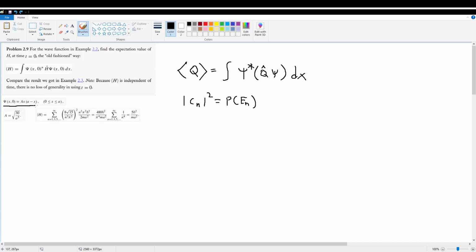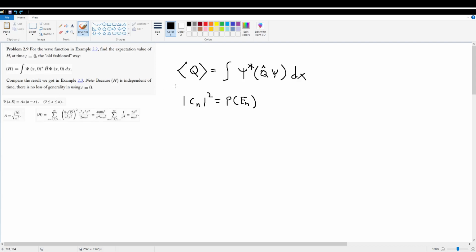This is the wave function that we have in example 2.2. We have psi of x comma 0 equal to a normalization constant, big A, multiplied by x times (a minus x). Our wave function goes from x equals 0 to x equals a. And we solved for the normalization value, big A, in example 2.2 to equal the square root of 30 over a to the power of 5.